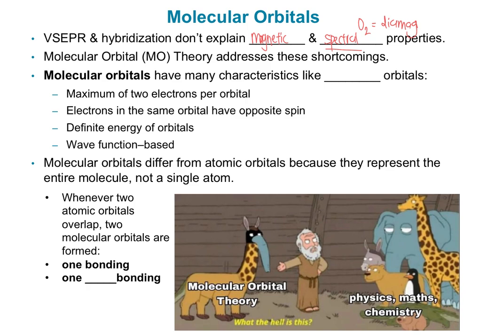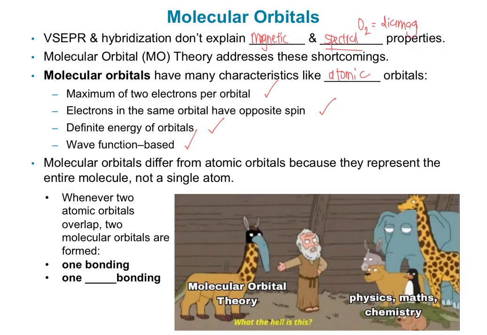We're going to be dealing with two atoms at a time bonded together. And so it is going to have a lot of characteristics that are similar to the atomic orbitals that we've dealt with. So 2 electrons go in per orbital, the spins have to be opposite, and there is a definite energy of orbitals, so low energy fills first. It is also wave function based, so similar, it has s and p orbitals and those kinds of things.